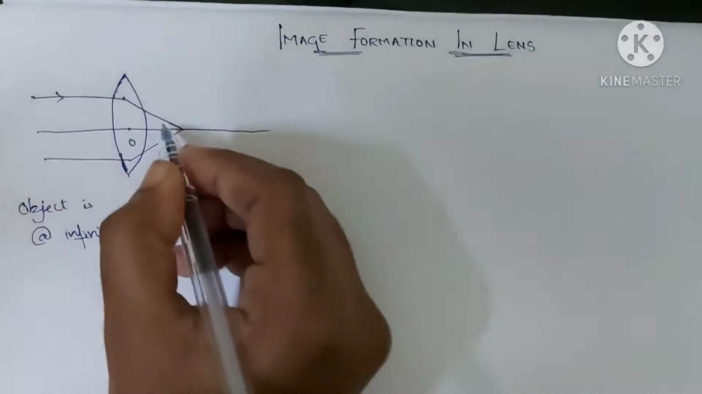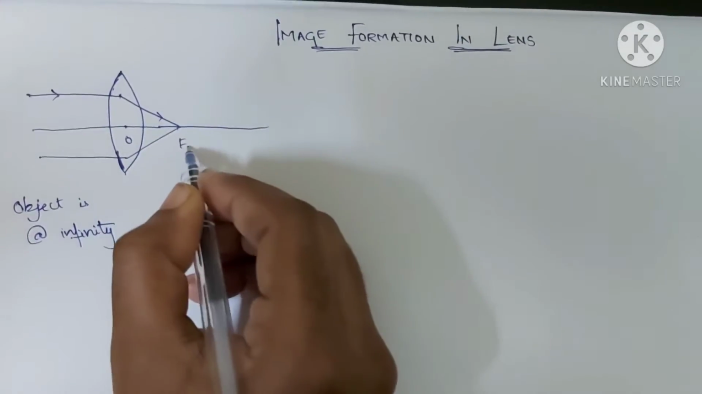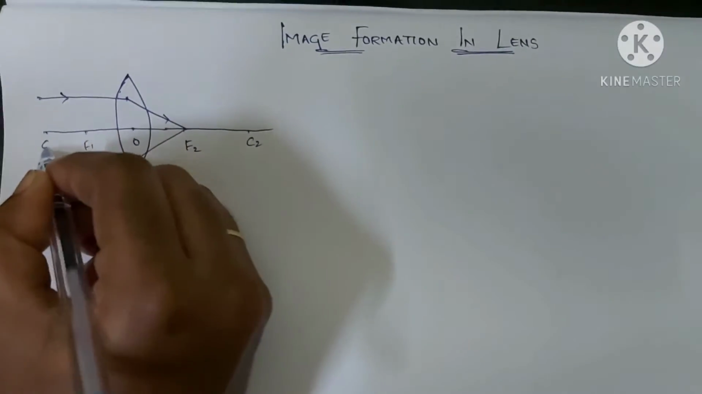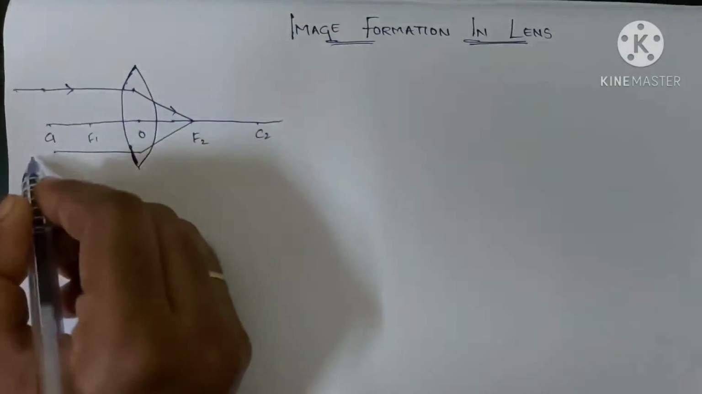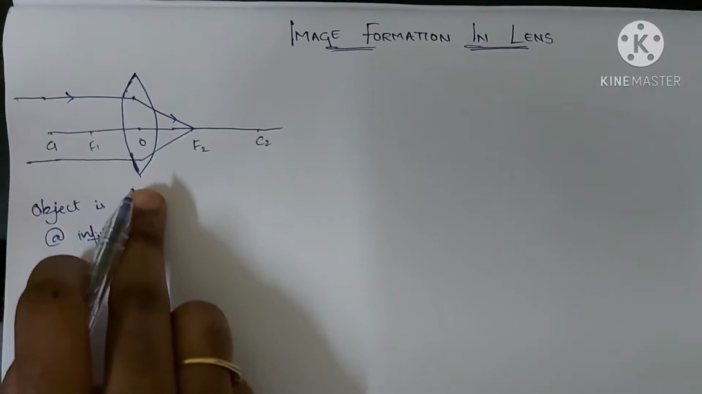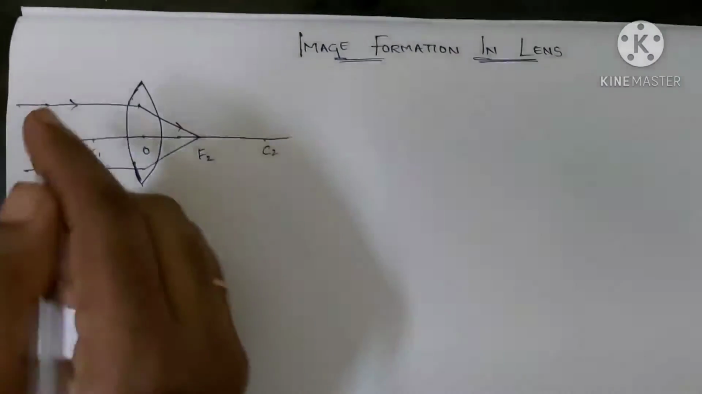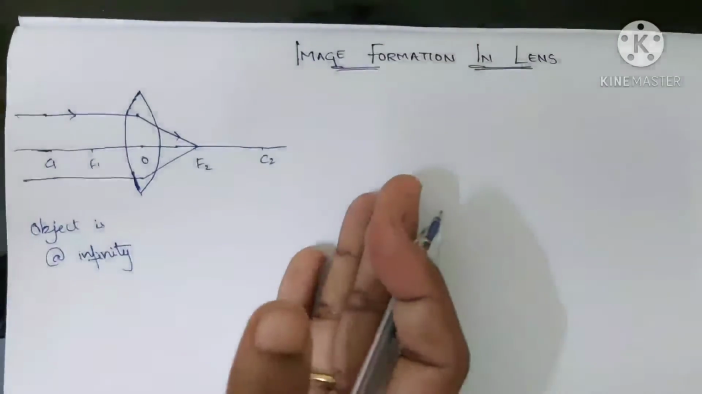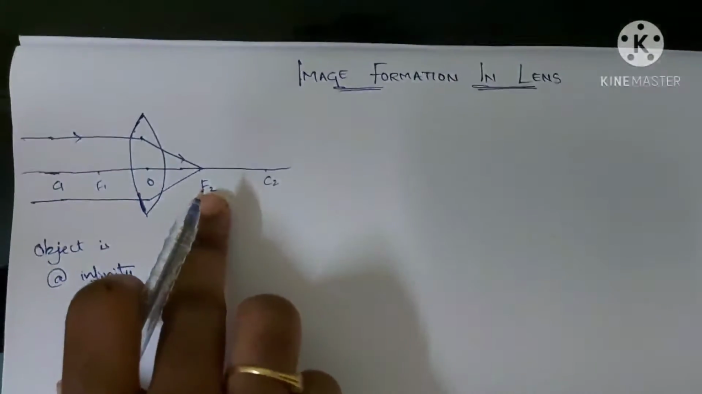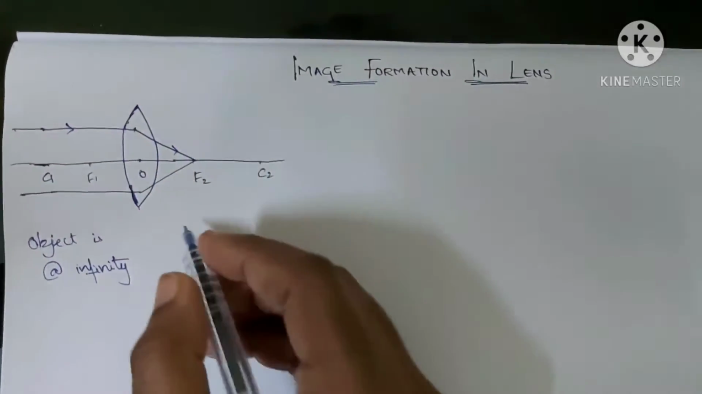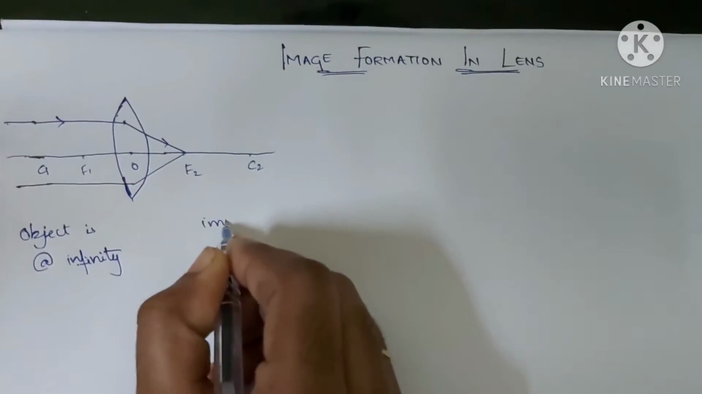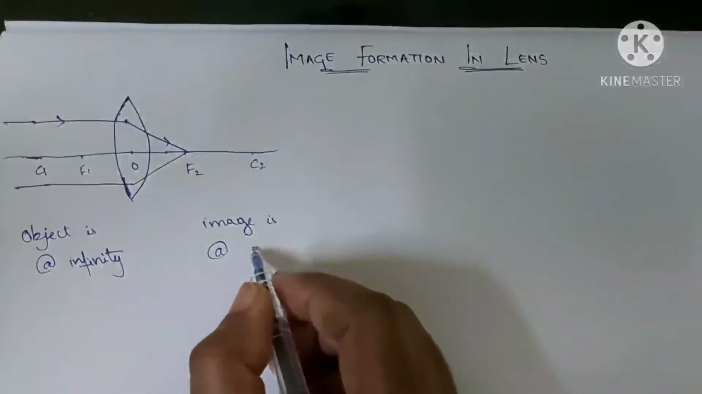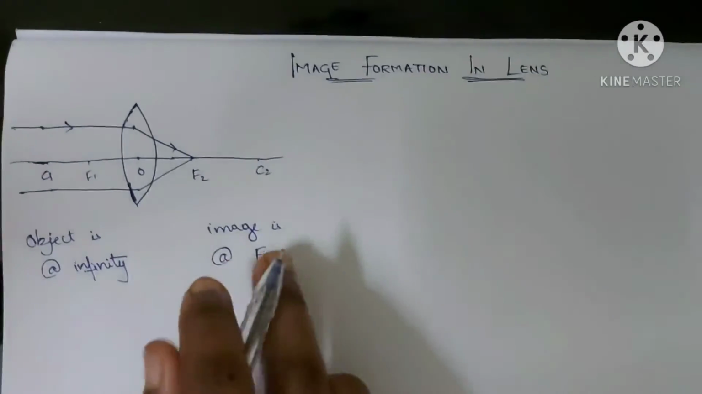So here let's take F2, C2, F1, C1. Rays are coming from infinity. What do you infer from this? If the object is placed at infinity, then the rays after refraction, after passing through the lens, will come to focus at the focal point F2. So the image is formed at F2, the focus.